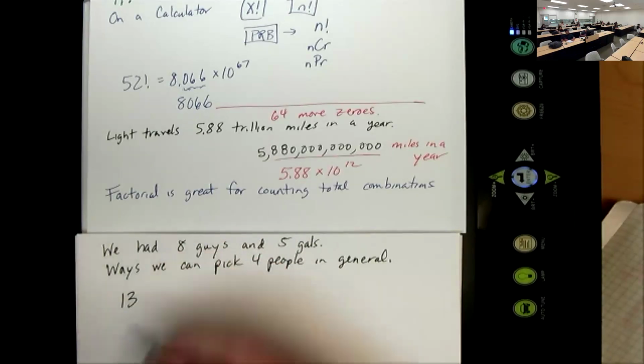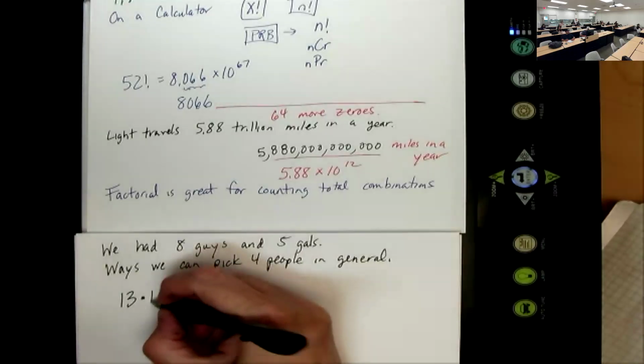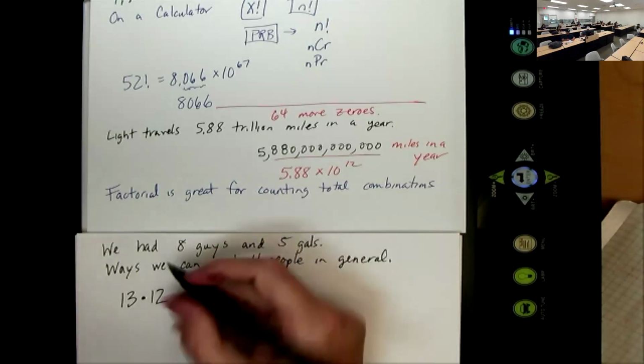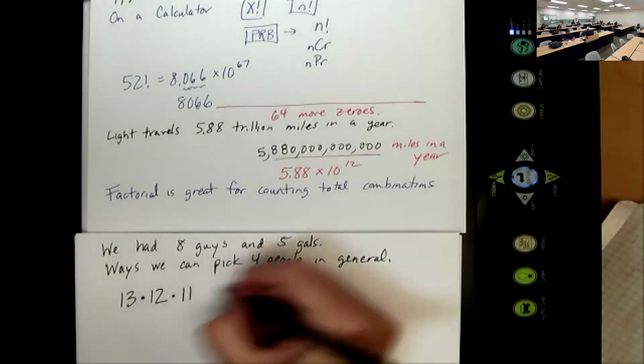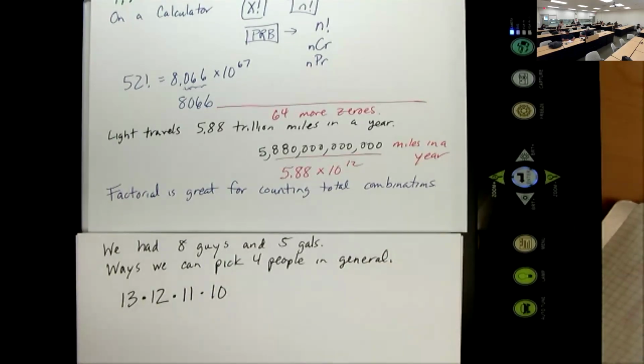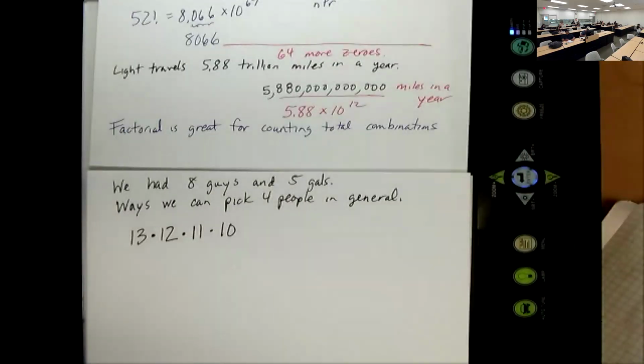Well, there's 13 people, the first person we selected, Dave. And after that, there's only 12 slips of paper in the hat. So the second person can be one of 12. The third person can be one of 11. And the fourth person can be one of 10. That's what we want.